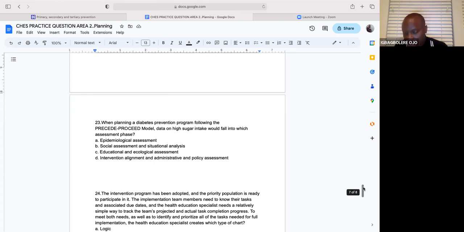Epidemiological is the right option here because in epidemiology, we are able to measure the pattern. We are able to look at the trend. We are able to take account of data. In fact, the key factor in epidemiology is looking at clinical data to make assessments, to make conclusions. So that will be epidemiological. All right.